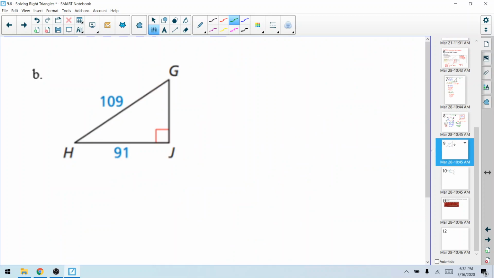Example B. Okay, so once again, solve the triangle, so we have to find all the missing sides and all the missing angles. I'm going to put an X here. So we have to find X, we have to find angle H, and we have to find angle G. Looking at this triangle, it's very similar to the one we just did. So I'm going to start the same way, and I'm going to use the Pythagorean theorem to find X. So 91 squared plus X squared equals 109 squared.